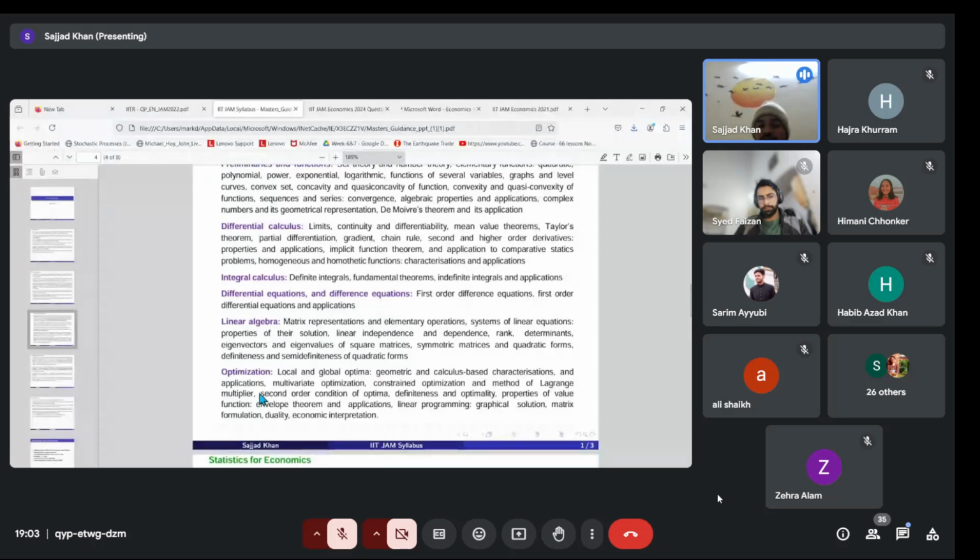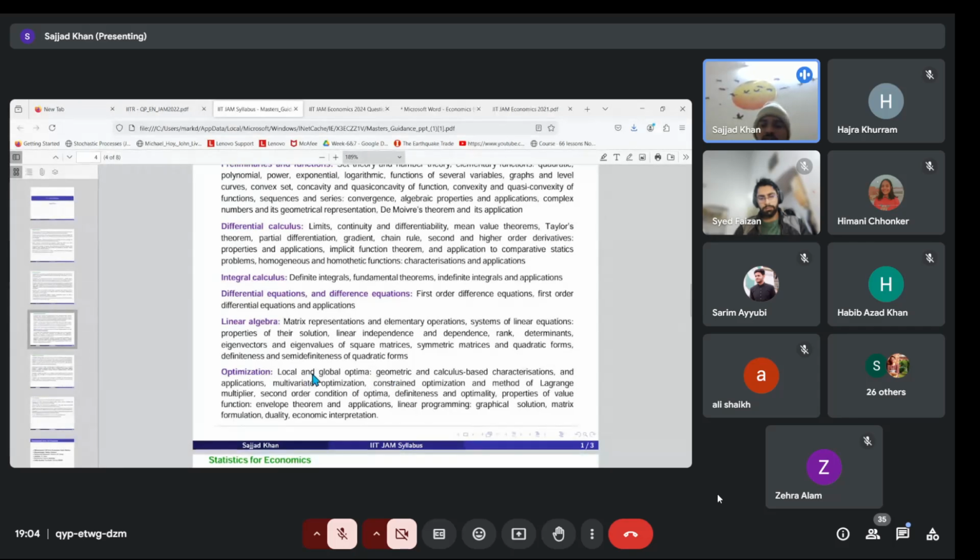After that, we have to go for optimization. Mostly the questions we do in microeconomics regarding the Lagrangian multiplier. They ask this type of question, like local and global maxima, geometric and calculus based type questions. Multivariate optimization is a little bit tricky compared to what we do in microeconomics. But we are able to do it with the Lagrangian function, spending some time and facing some problems.